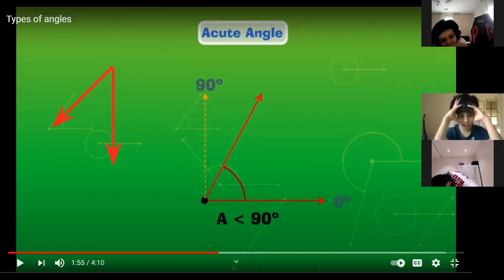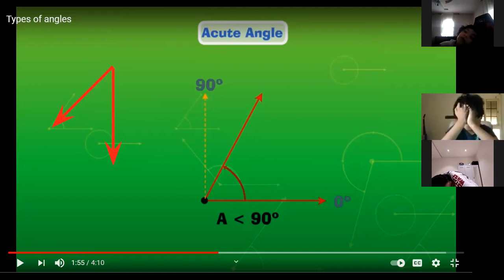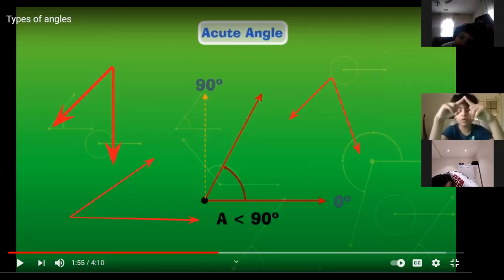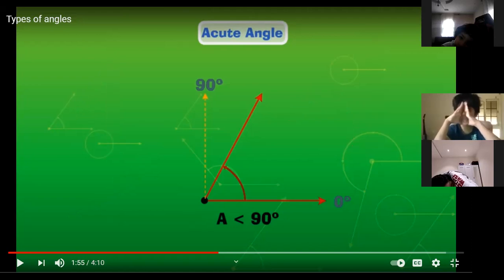Yes. Acute angle. Look, let me also draw another one. Is this one an acute angle? Yes. Acute angle is like that. Osama, is this one an acute angle? So all of them are acute angles. But the next type is going to be different.